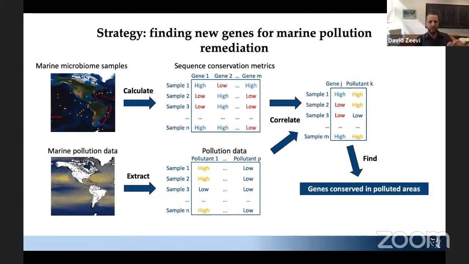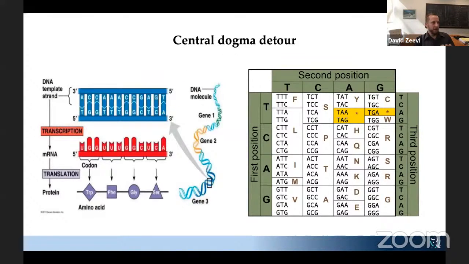So we went about calculating sequence conservation metrics, and I'm going to take a short detour and explain how we do that.